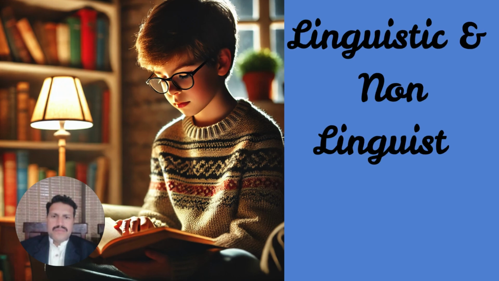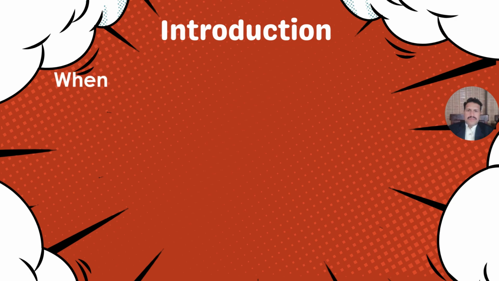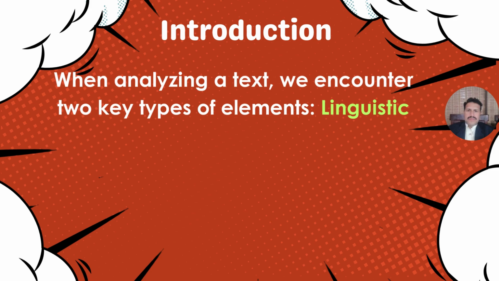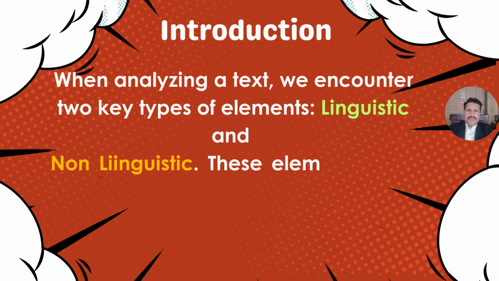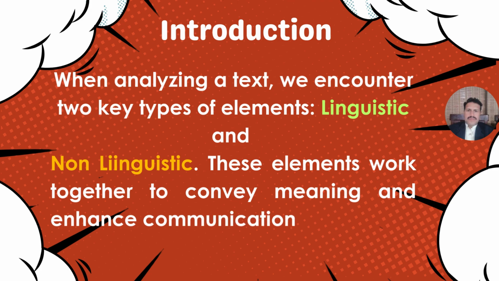Today our topic is linguistic and non-linguistic response and items in a text. When analyzing a text, we encounter two key types of elements, linguistic and non-linguistic. These elements work together to convey meaning and enhance communication. So, whenever we read our text, we have two types of items, linguistic items and non-linguistic items.